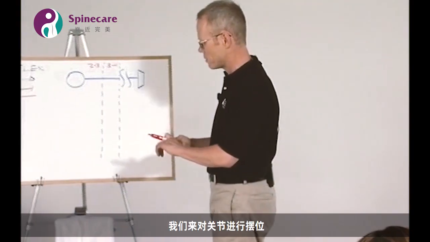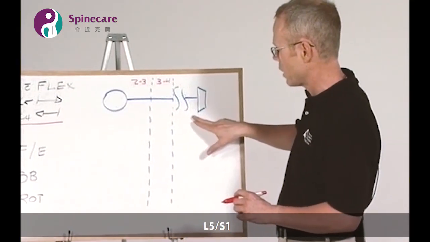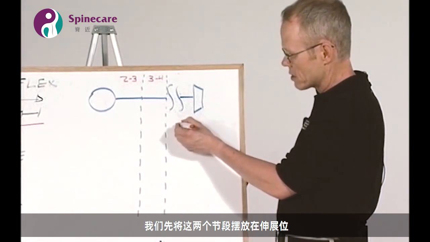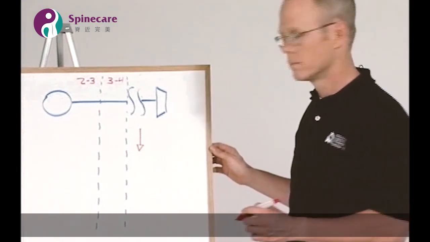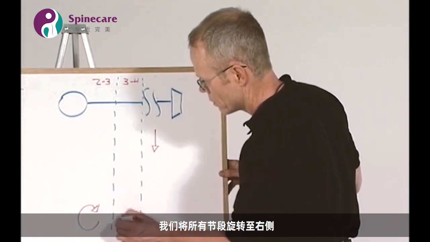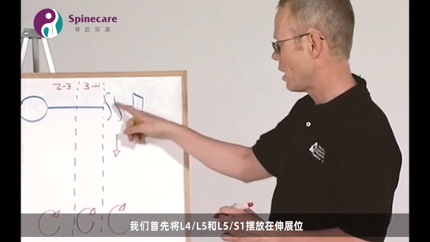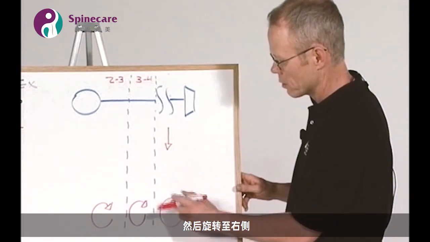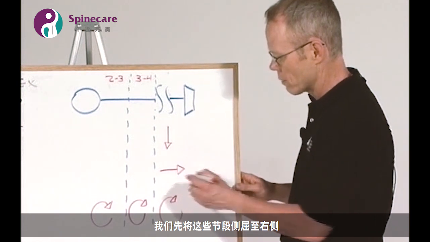With that in mind, let's preposition the joint surfaces. First, L4, L5 and L5, S1, the pain-producing segments, we will put those two segments in a position of extension because flexion is painful. Ultimately, we will be rotating all the segments to the right, this way. So we first want to put the L4-5 and L5-S1 segments in extension, and ultimately in the rotating right direction, we will first side bend those segments to the right.